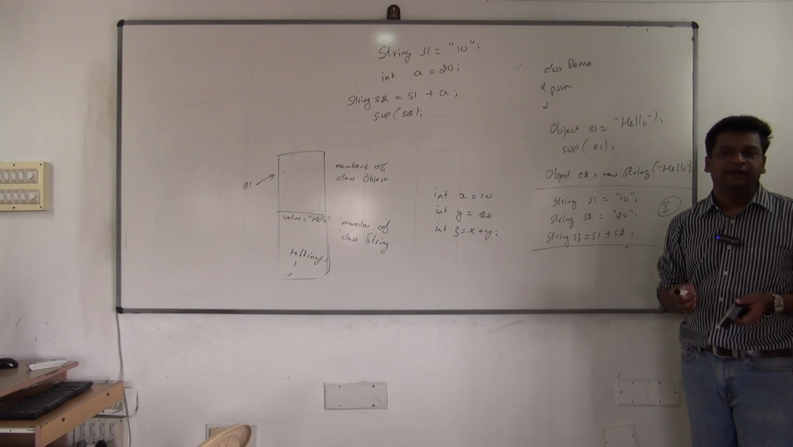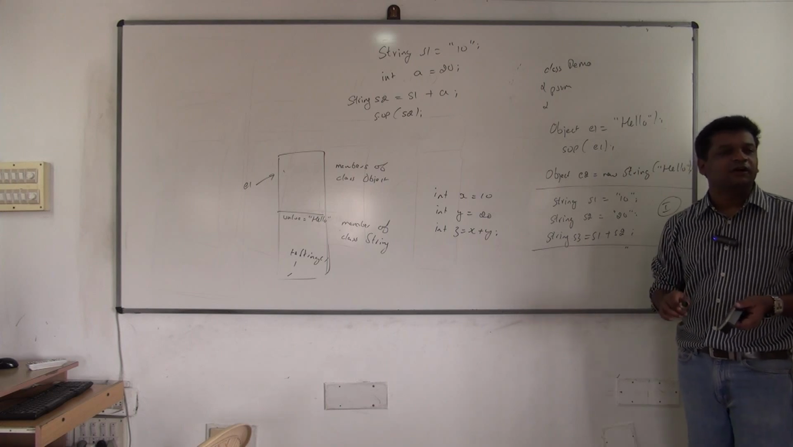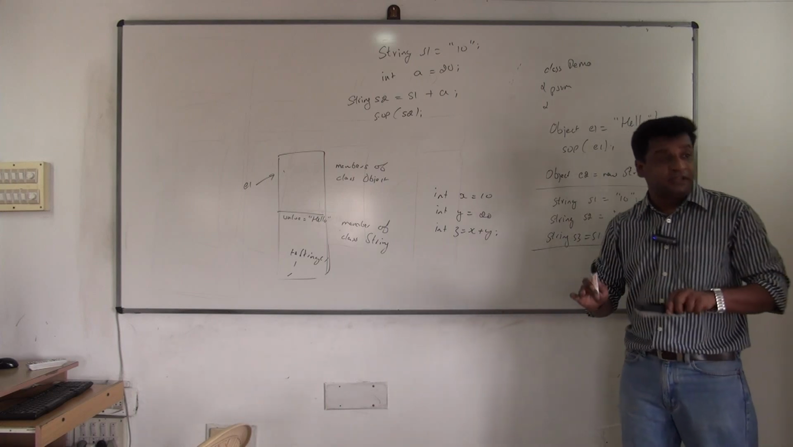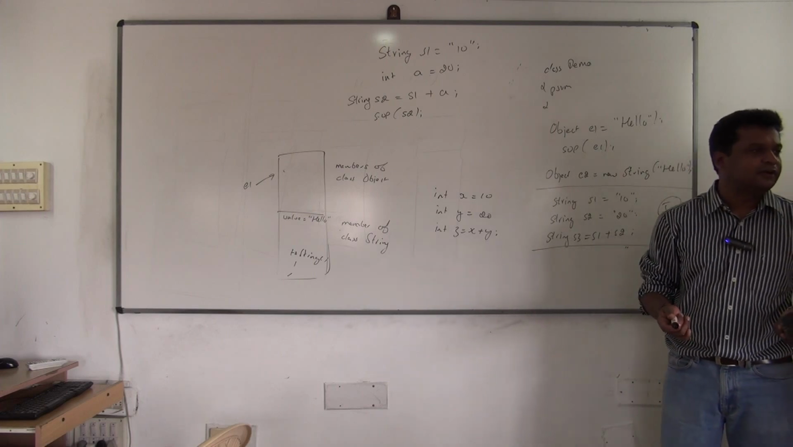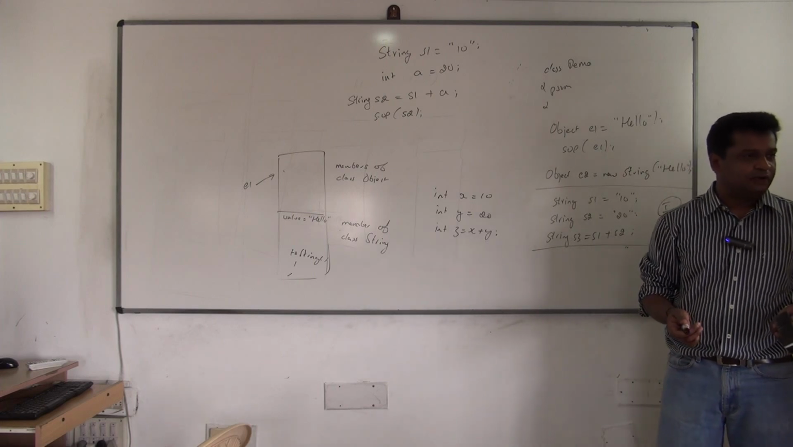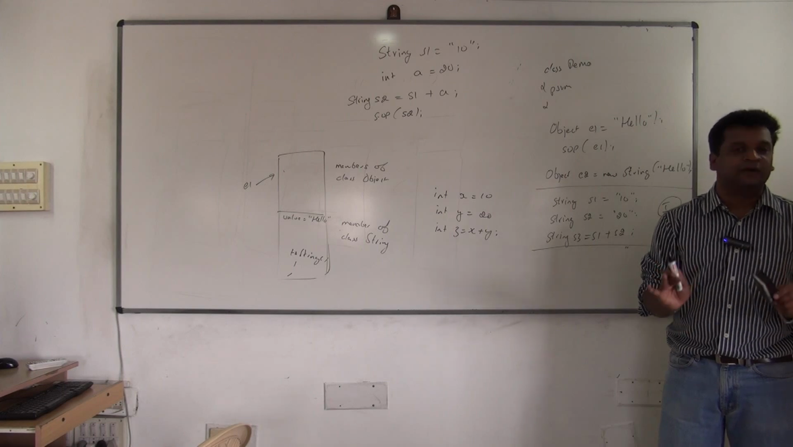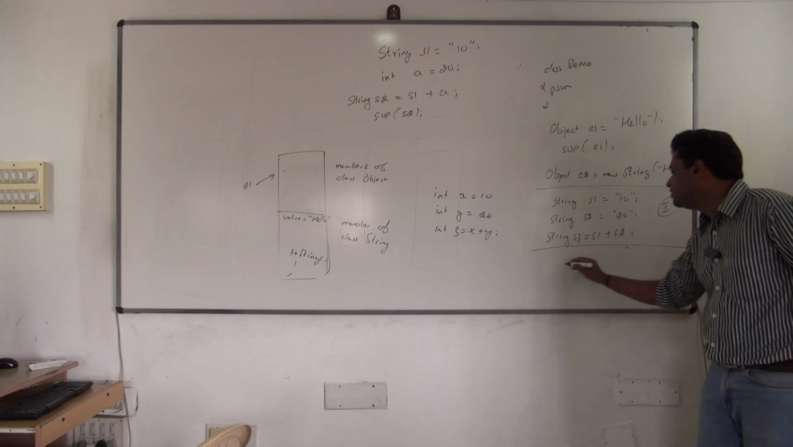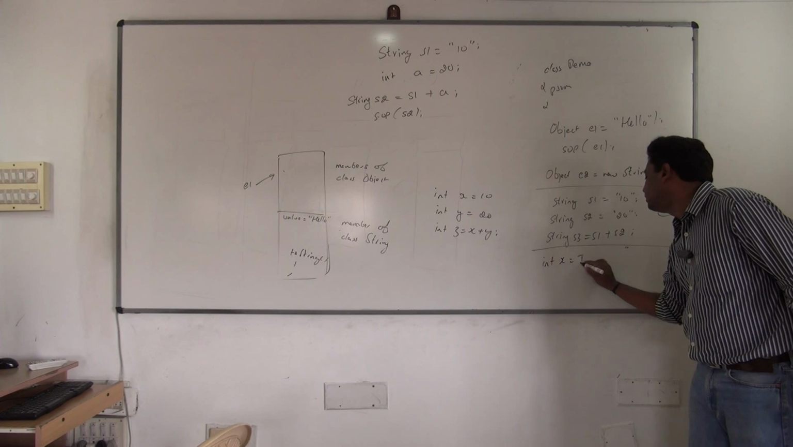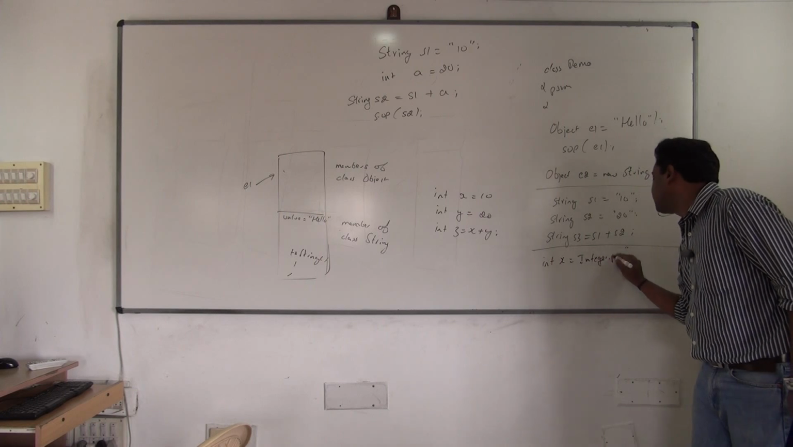Converting string to int. How will you convert? Integer dot parseInt. If you really want to add, then you have to convert it into int, because addition can be performed only on numerical values. So int x is equal to Integer dot parseInt.